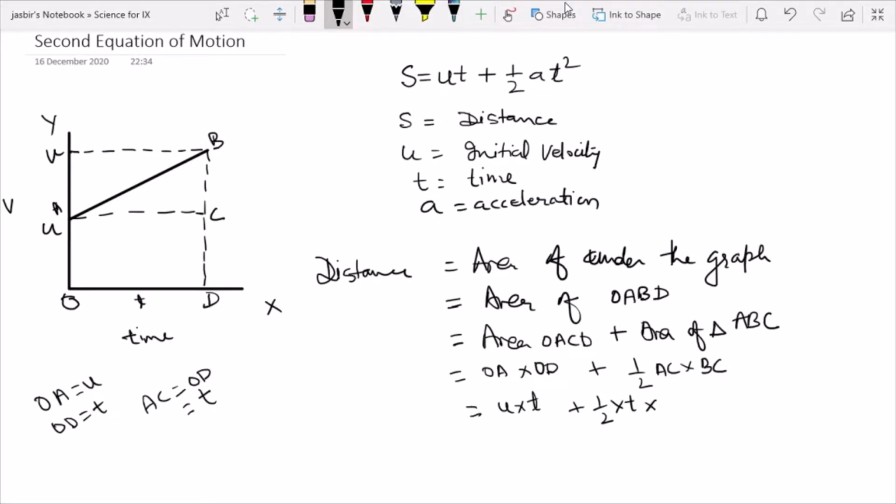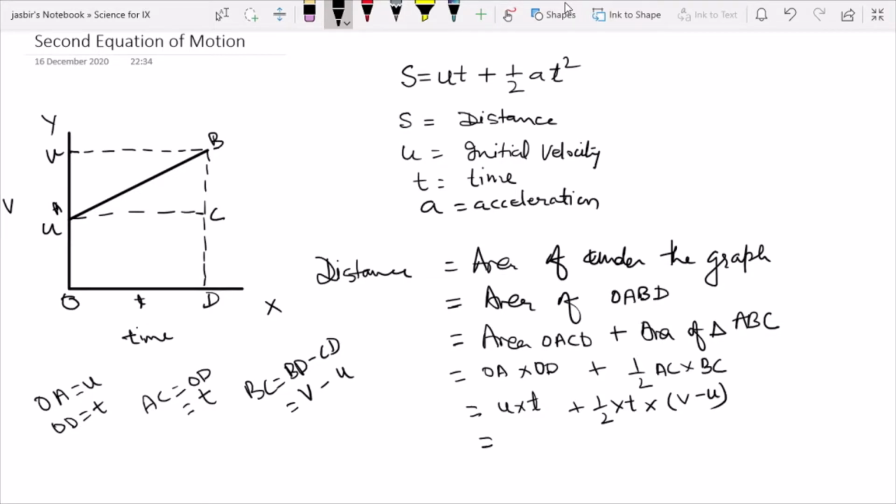Now BC we can write BC is equal to BD minus CD, and BD is v, and CD is equal to OA is equal to u. So in place of BC we can write v minus u.